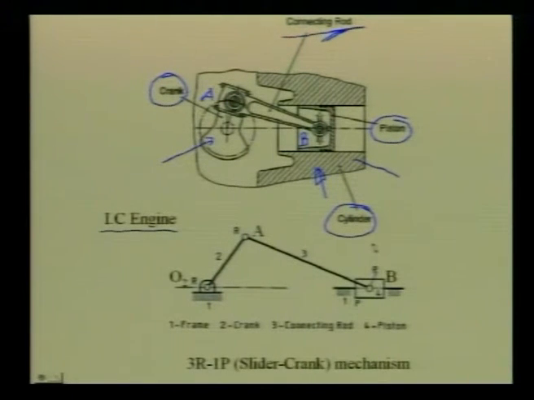So, the kinematic diagram, which is drawn below this diagram, has 3 revolute pairs: one at O2, which is the location of the crankshaft, one at A between the crank and the connecting rod, and one at B between the connecting rod and the piston. The piston and the cylinder have a prismatic pair. 4 denotes the piston, 3 denotes the connecting rod, and 2 denotes the crank. So, O2AB is the kinematic diagram of this mechanism, which is normally called a slider crank mechanism.